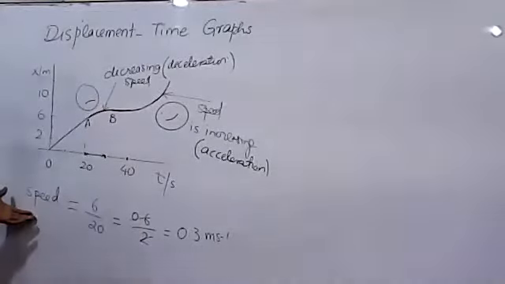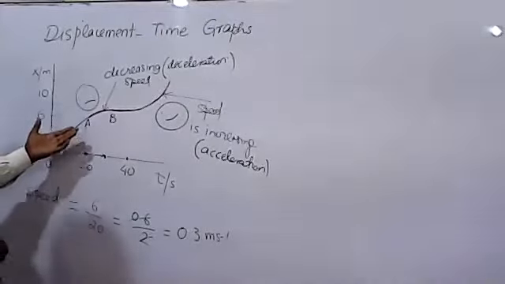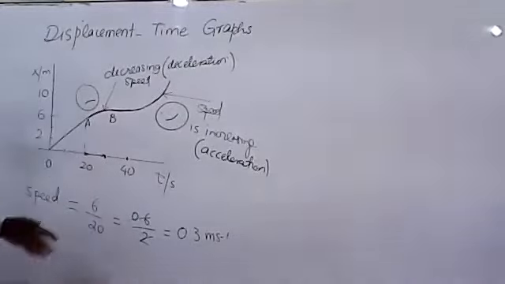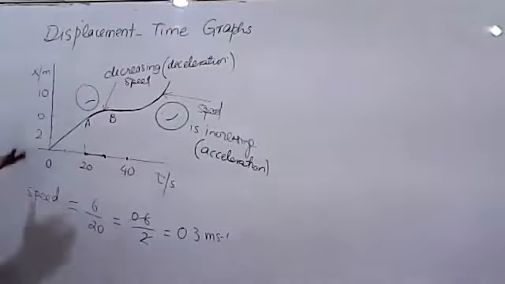So speed can be calculated from the gradient of it, and if you have to state in words what is happening to the motion of an object from the graph, and you have a curve there, you can use the word deceleration and acceleration instead of increasing speed or decreasing speed. So this is the displacement time graph.